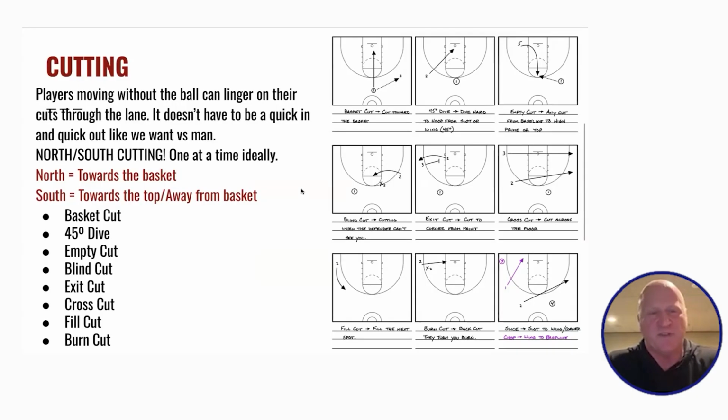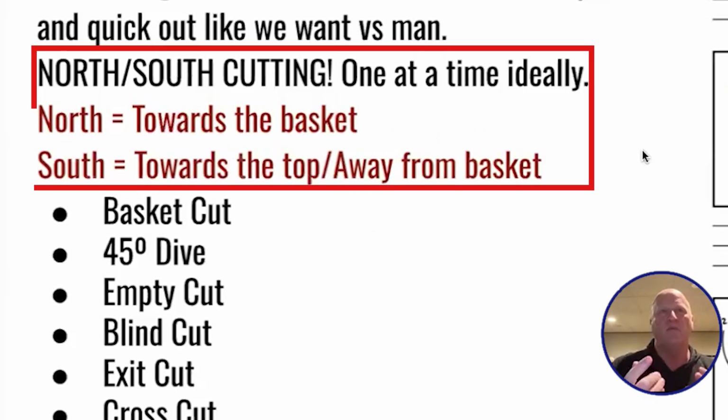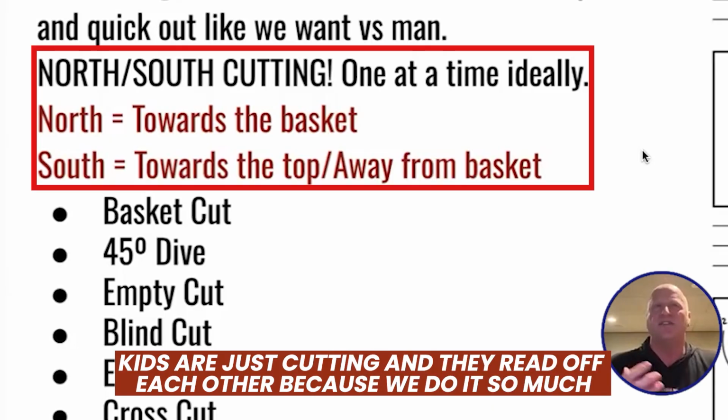These are the different types of cuts that we teach, but conceptually, what we want the kids to know, we want north-south cutting. North means it's going towards the basket. South means it's going to the top or away from the basket. And ideally, we want that in tandem. It could be from the corner. It could be from anywhere. And in the video clips, you're going to see kids are just cutting and they read off each other because we do it so much.